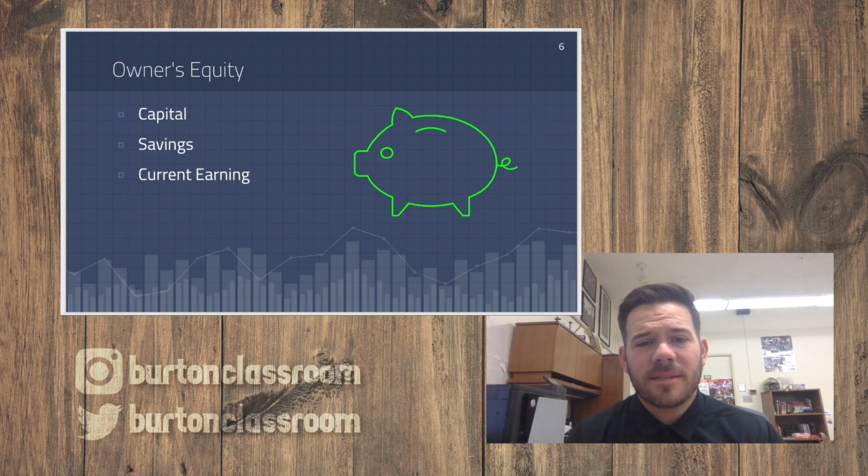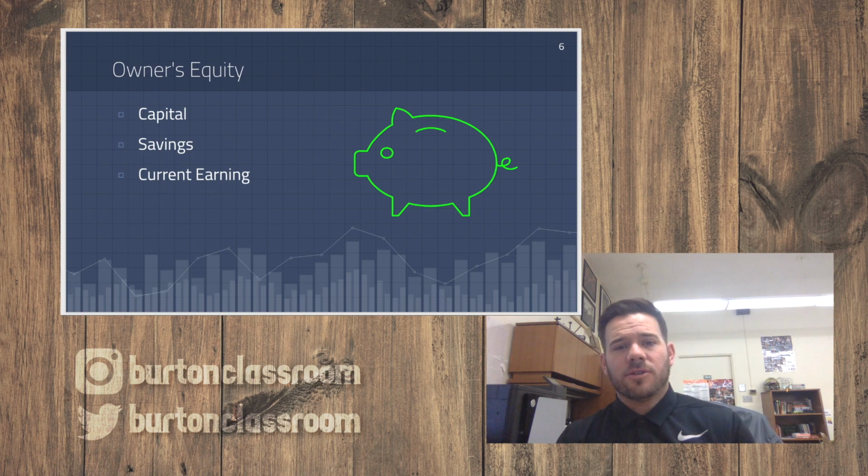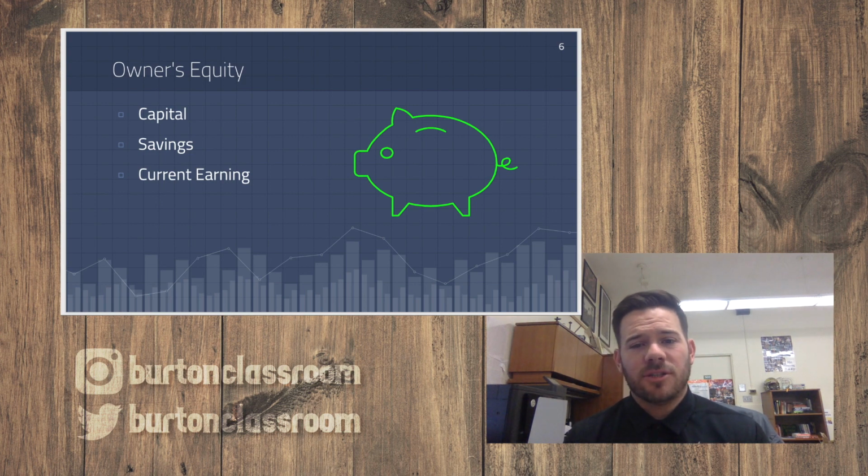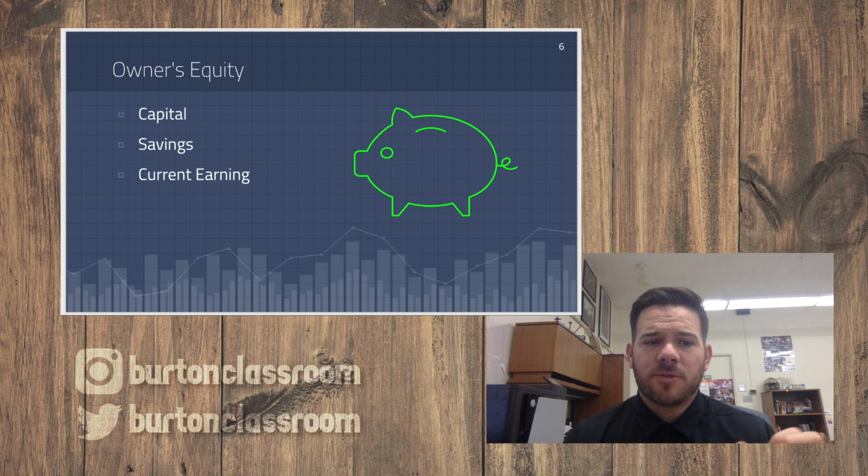Owner's equity, okay, this is capital. So this is maybe the reserve cash that you have, savings, or current earnings. So anything that you're looking at as equity is something that you own that has value. So that's why I have that piggy bank right there. The difference between an asset and owner's equity is not much different. The thing is that we have to have this balance sheet that we're going to talk about in the next slide. So we have to have that equal.